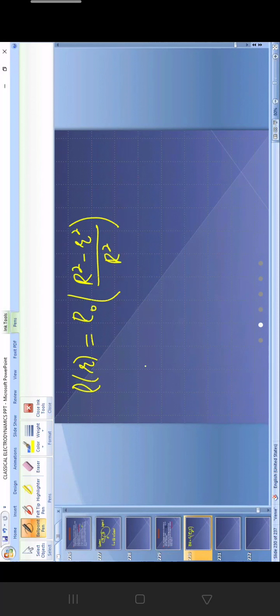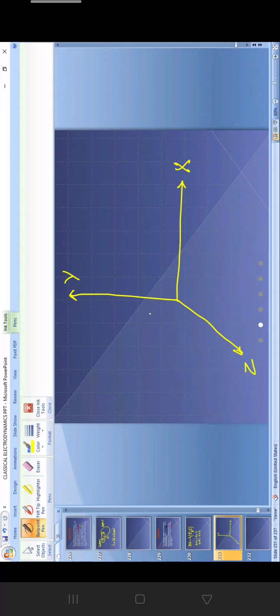For example, suppose small r is equal to 0, then rho is equal to rho naught. And when small r is equal to capital R, this rho will be equal to 0. That means the charge density is something like this. Keep this in mind. So the charge is placed like this.